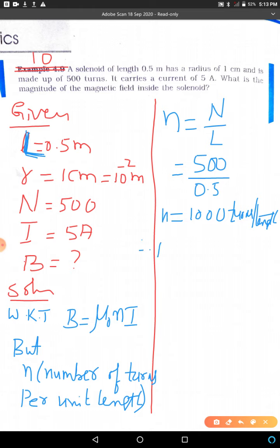Therefore B will be equal to mu naught. What is the value of mu naught? The length is 0.5 meter, the radius is r, therefore L by A. Hence we can use the long solenoid formula. Which formula is it? Mu naught n I can be used, because the radius of the solenoid is 10 power of minus 2. So it is a long solenoid.